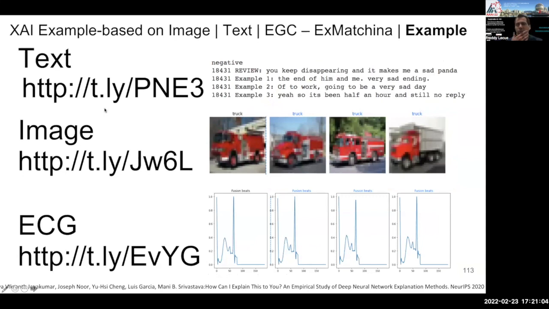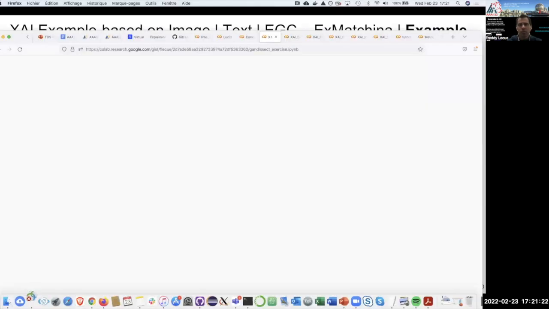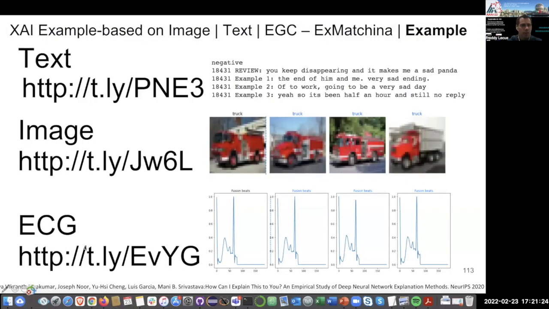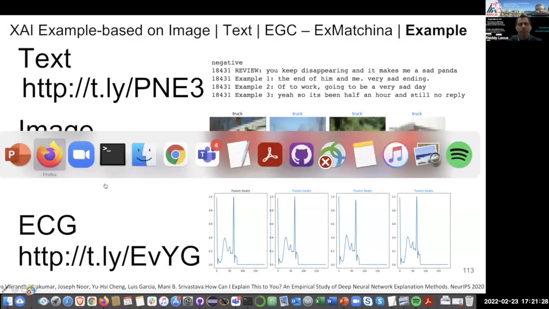And then we move into some of the work which was presented at NeurIPS last year, which basically tries different techniques on different data. So they try text, they try images, and they try time series, and they apply different techniques of explanations. So that's where we're going to go now. So that's the next one. Again, this is the link to the different Colabs.